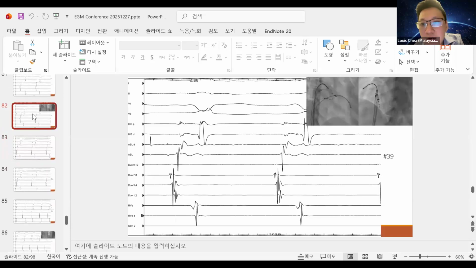But all this ablation is around the same area, isn't it? Sort of like a tricuspid annulus, right? Yeah, 12 o'clock. Yes.